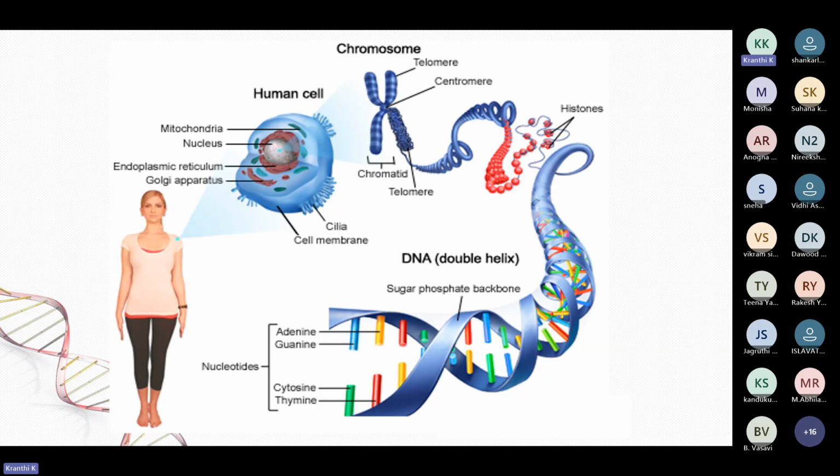These two strands are put together with some bonds, the double bonds and triple bonds. But basically, one strand contains the nitrogen bases. So what are the nitrogen bases here? Adenine, guanine, cytosine, and thymine. We'll see in the next slide.